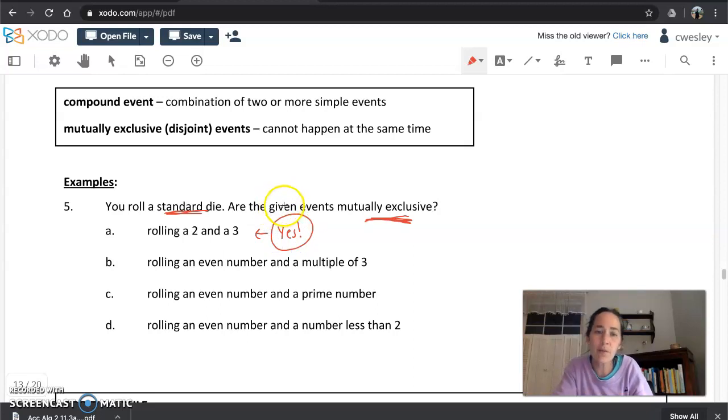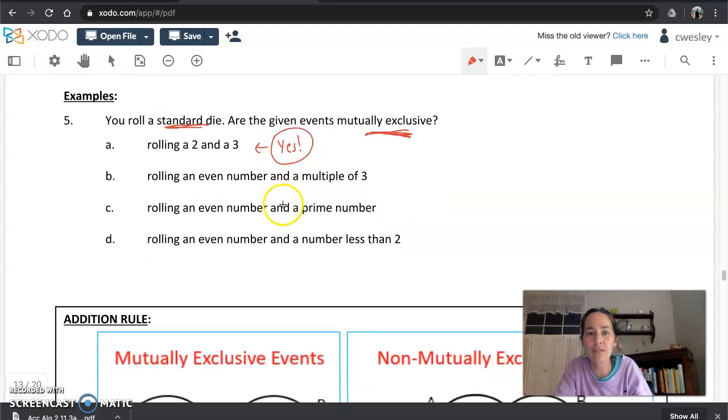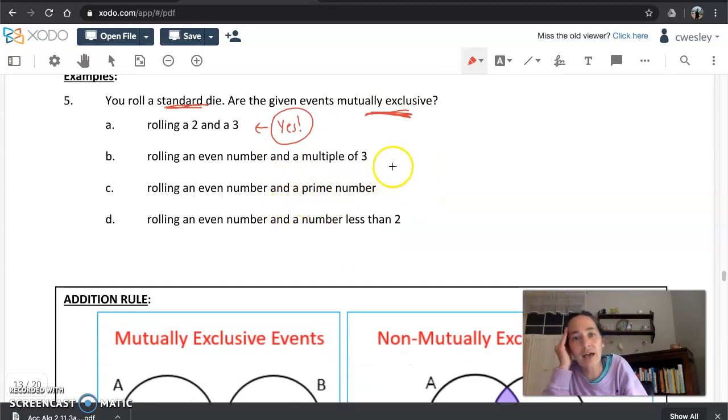Rolling an even number and a multiple of 3. Could that happen simultaneously? Well, I think it could. I feel like this one is not mutually exclusive. And let's give the non-example. Even number that is a multiple of 3: 6. I'll say 6 is both. It's both even and it's a multiple of 3. So you've got this overlap.